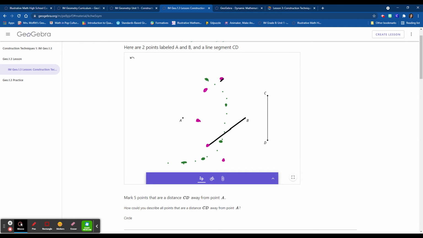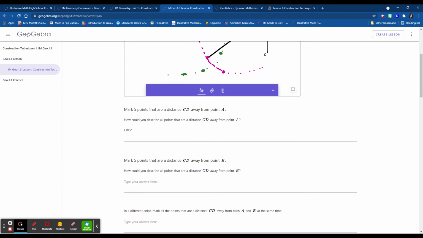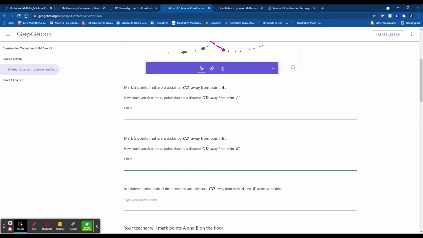So again, if we start visualizing adding in all of the other possible points that we could have chosen, hopefully we're seeing that this is giving us a circle, and this circle is centered around B. But it's going to be the exact same size as the circle that was centered around A, right? Because we used the same length for the radius for both circles. So when it says, how could you describe all points that are a distance CD away from point B? Well, it is also a circle.